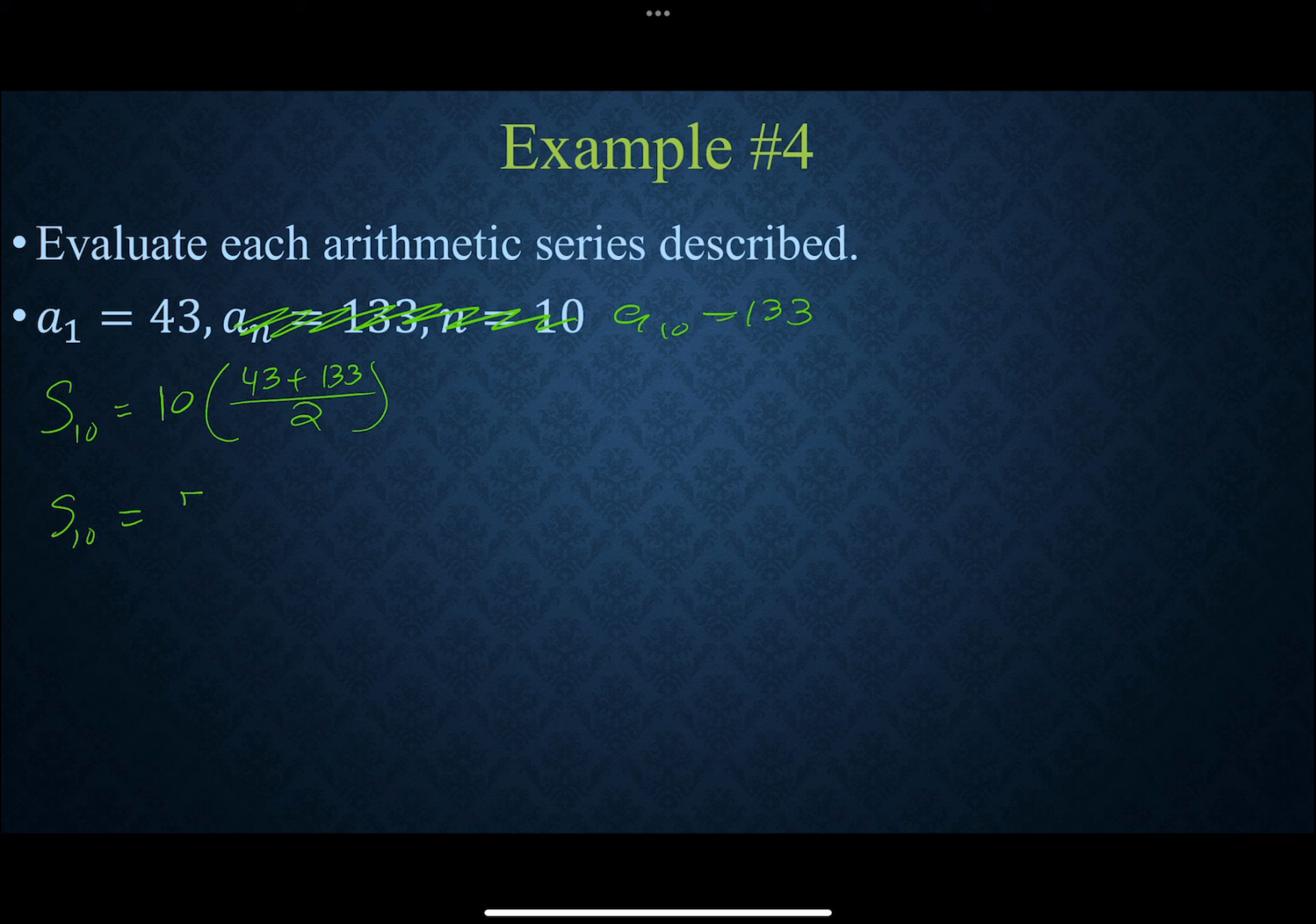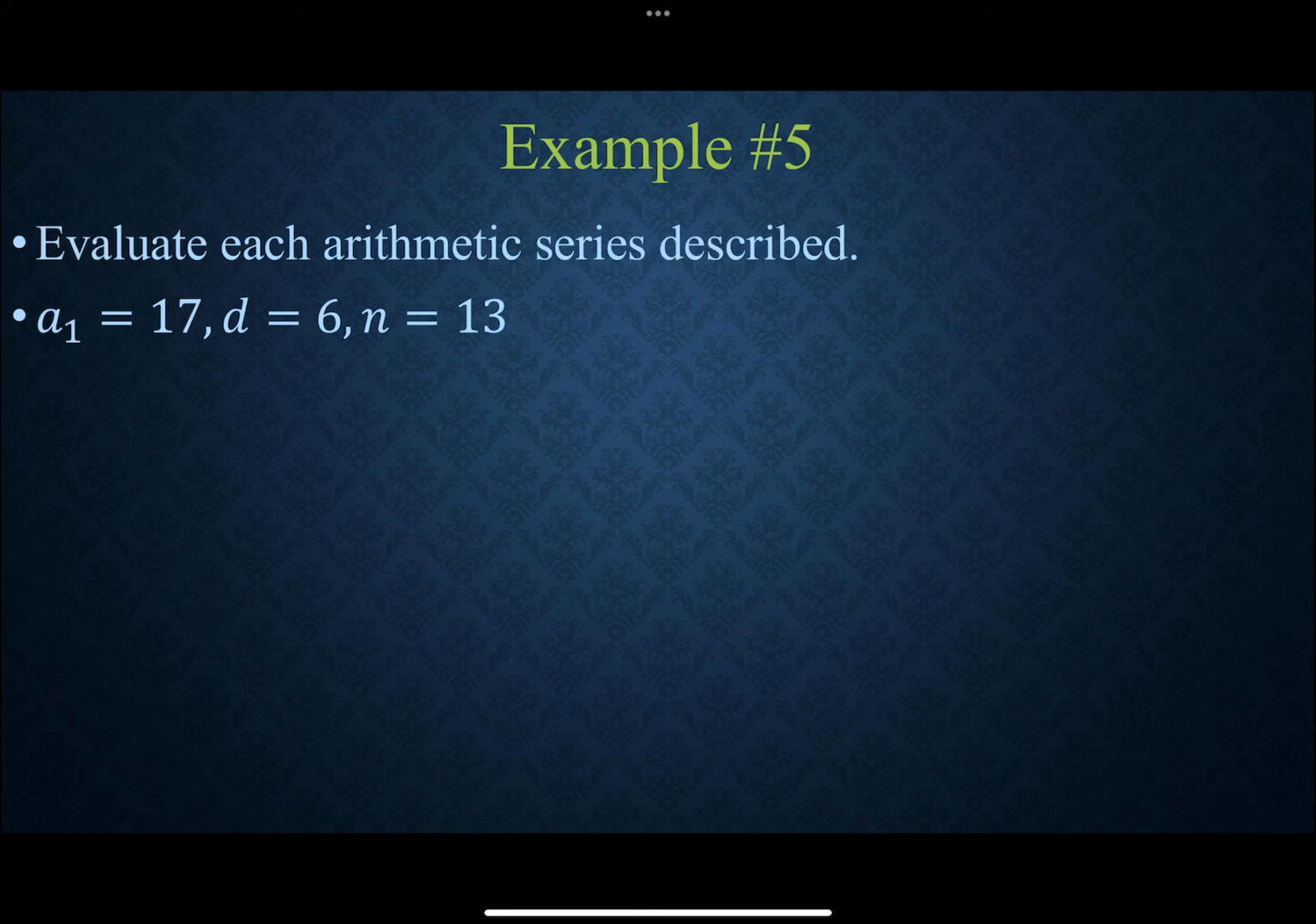The 10 over 2 is just simply a 5. 43 plus 133 is 176. And then that multiplies to be 880. So for this particular series, based on the first term being 43, last term being 133, even though we don't know what the common difference is, we can still figure out what the actual sum is going to be.